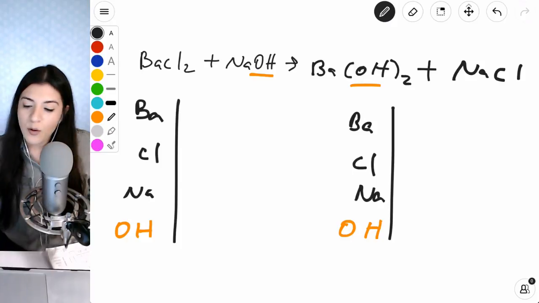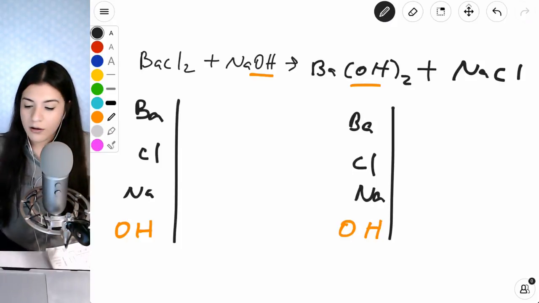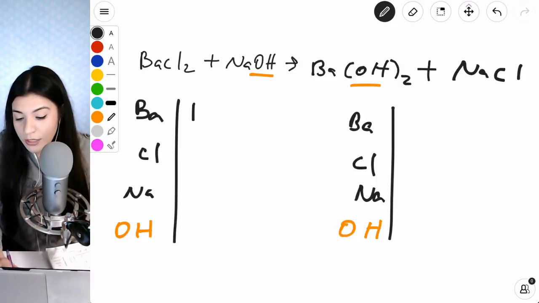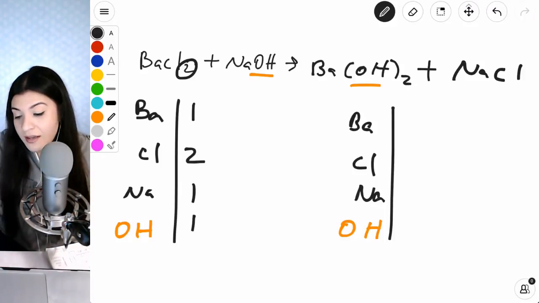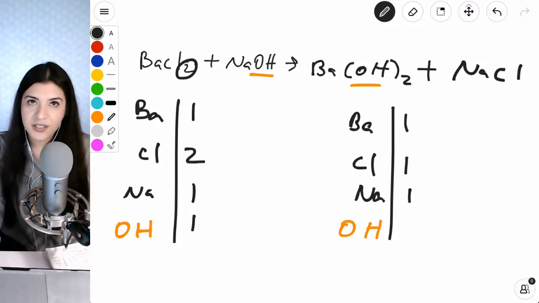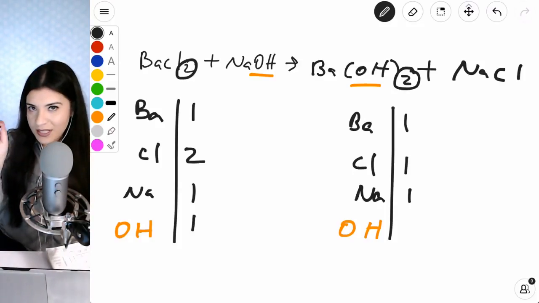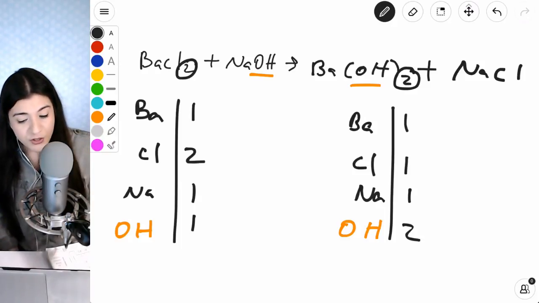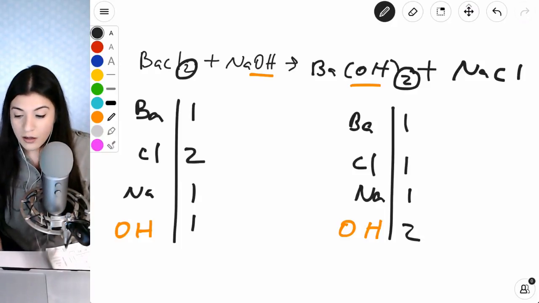And then we're going to count, and we're going to see how many bariums do we have on either side. So for Ba, there's only 1. For chlorine, there's only 2, because of the subscript, and then Na, there's 1. OH, there's only 1. Now I'm going to look at the product side. So for barium, there's 1. Chlorine, only 1. Na, 1. And then OH, there's actually 2 because of those parentheses and that 2 subscript. So, okay, let's start off with just balancing out chlorine.